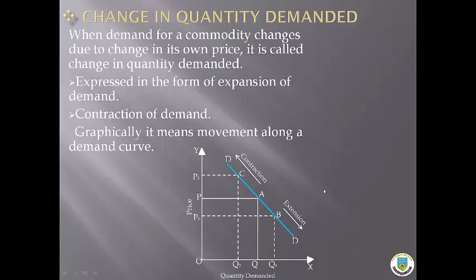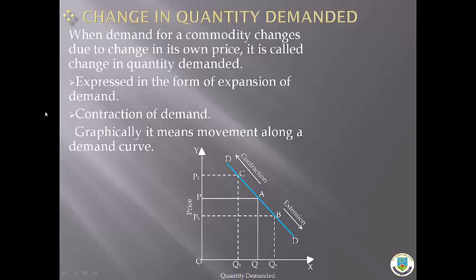So next topic, change in quantity demanded. When demand for a commodity changes due to change in its own price, it is called change in quantity demanded. So here change in quantity demanded happens because of change in price of commodity. Change in quantity demanded is expressed in the form of expansion and contraction of demand. So let us study what is expansion and contraction of demand.